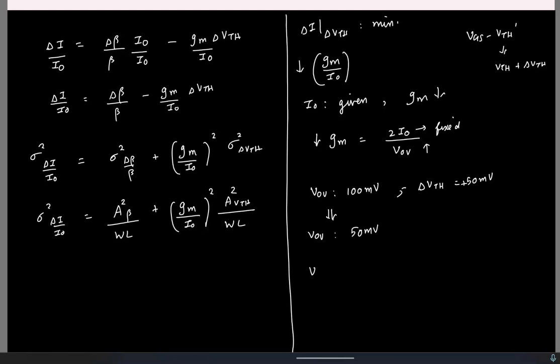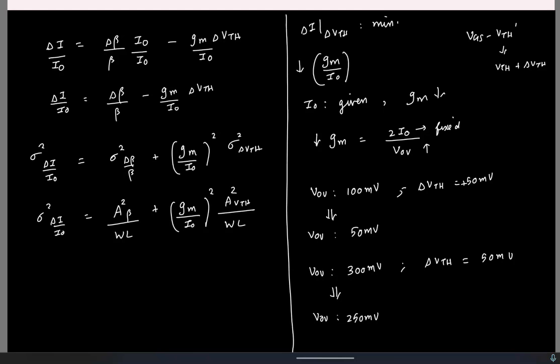Fine. But let's say I start with a larger overdrive, say some 300 millivolt. Let's say I have the same 50 millivolt. What will be the effective overdrive now? 250 millivolt. So the change is pretty small, right? Because you have a large VGS minus VTH to begin with. Even if there is a small change in the VTH value, it will not finally affect you so much. It's like stealing 1 rupee from 1000 rupees versus stealing 1 rupee from 10 rupees, right? Same thing.